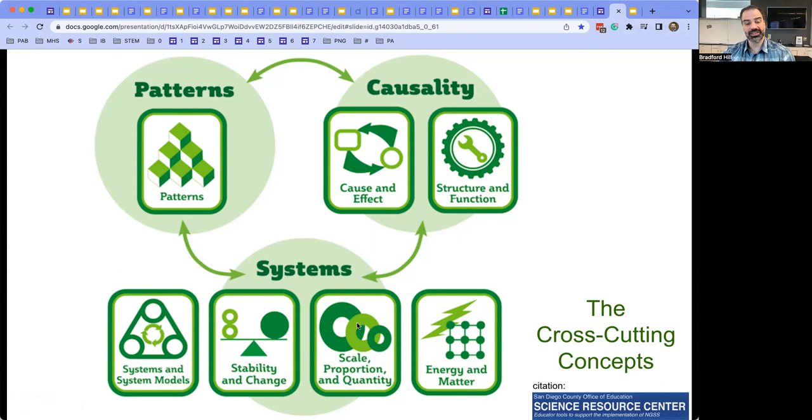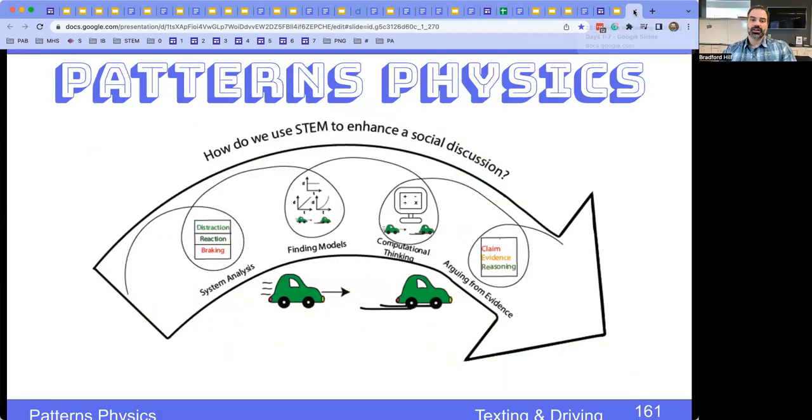Scale, proportion, and quantity. You can really look at the scale of what's happening during the distraction, reaction, and braking phase. And you'll notice one really dominates. The scale of it turns out to be really important. All right. With that, that is the full overview.